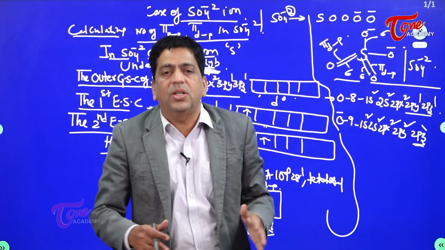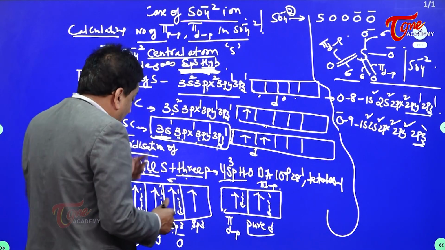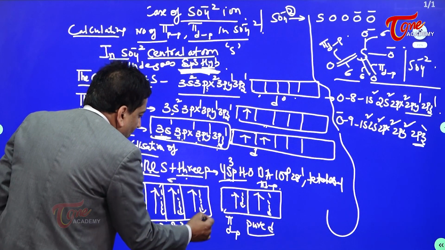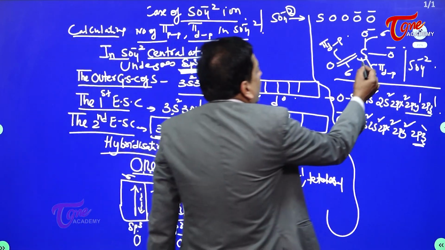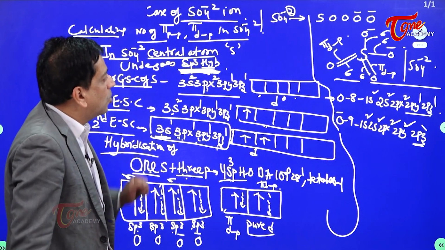The other O minus now comes with one unpaired electron, and then it pairs up like this. This is another O minus. You can see here, this is a sigma bond. That is how we construct it.